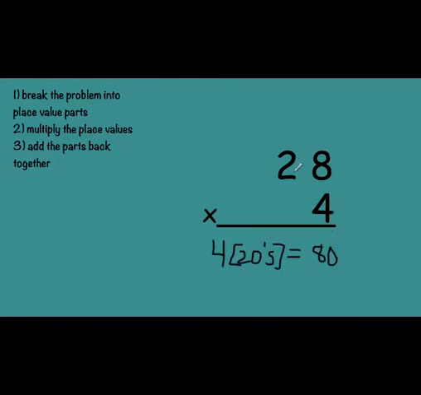Now, I finished the first part of it, but remember this little 8 over here wants to be multiplied too. So now I need to do 4 times 8. Both of these are in the ones place, so I can just do 4 8s.